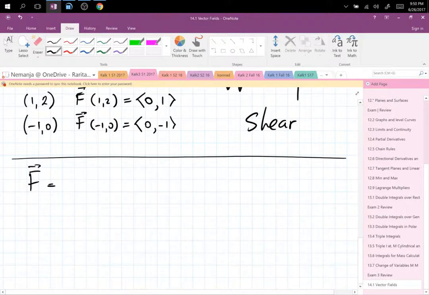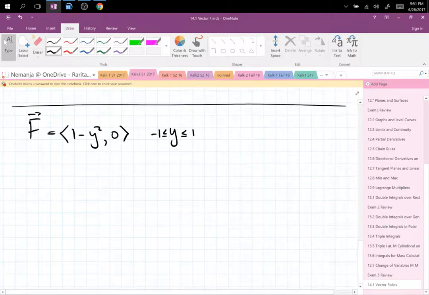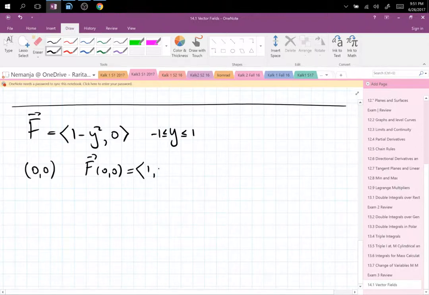Vector field is given as 1 minus y squared, 0. And the y is between negative 1 and 1. All right, that sounds good. Let me see what's happening at 0, 0 again. So what's happening at 0, 0? I have a vector field computed at 0, 0, and that's going to be a vector 1, 0.